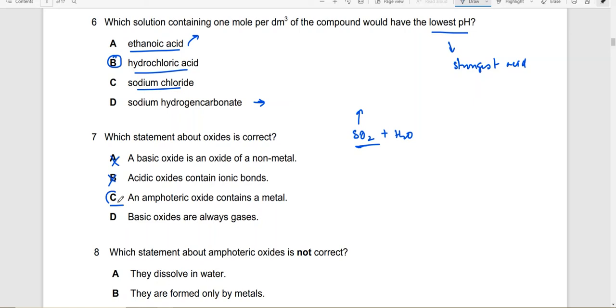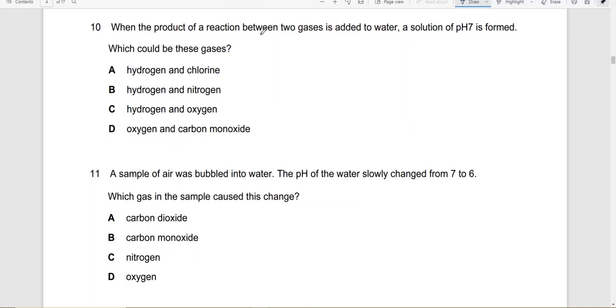When the product of a reaction between two gases is added to water, a solution of pH 7 is formed. Which could be these gases? pH 7 means neutral. And neutral belongs to water. Hydrogen and chlorine will form HCl, so clearly it's an acid. Hydrogen and nitrogen will form ammonia, which is a basic gas. Hydrogen and oxygen will form water. So C would be the answer.